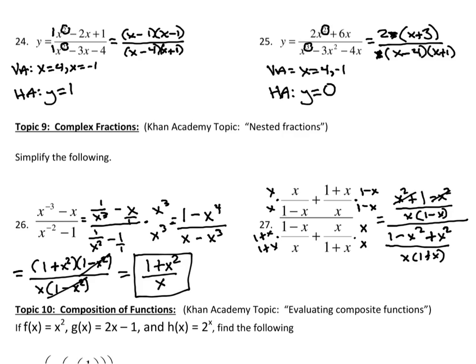So the x squared minus x squared crosses off, the minus x squared plus x squared crosses off, and we're left with 1 over x times 1 minus x divided by 1 over x times 1 plus x. So I'm just going to take that and multiply by the reciprocal now. x times 1 plus x all over 1. The x's cross off, so we're left with 1 plus x over 1 minus x.